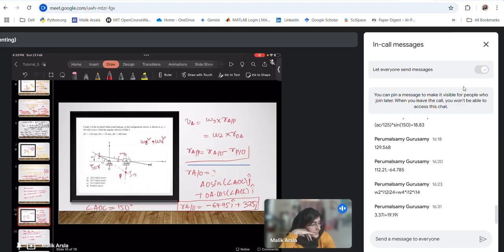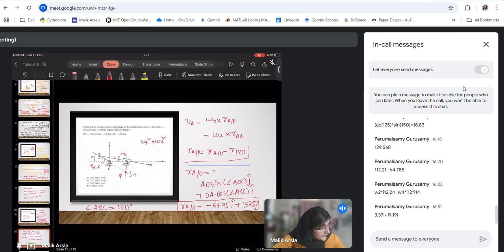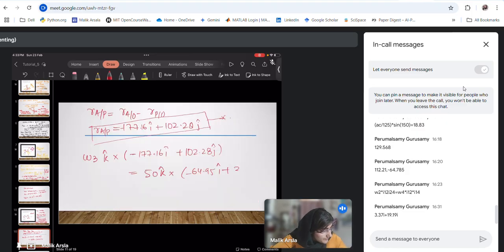RAO. So RAO we have found out here, 64.95 minus, it was there and it was plus 38.5, right? No, 37.5. 37.5 K cap. Now what you can do is you will cross multiply them, K cross I and K cross J, and you will get two components.